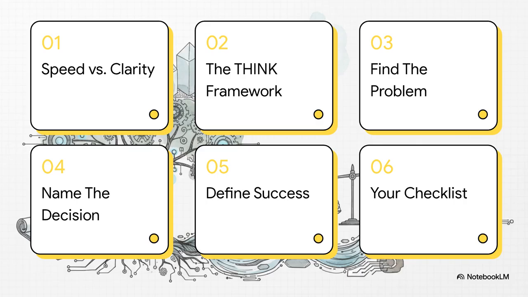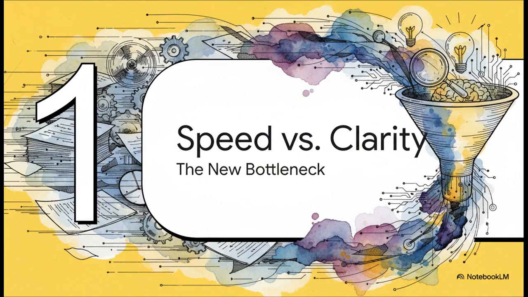For the longest time, the main thing holding us back when building anything was just execution speed. How fast could we code? How fast could we write? How fast could we analyze? Well, AI has completely flipped that script. Now, generating output, that's the cheap part. It's incredibly fast. The real challenge, the new bottleneck, is something way more fundamental.